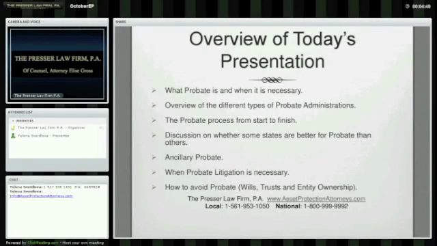A little overview of today's presentation. We're going to talk about what probate is and when it's necessary, an overview of the different types of probate administrations, the probate process start to finish. We'll discuss whether some states are better for probate than others, ancillary probate, when probate litigation is necessary, and how to avoid probate: wills, trusts, and entity ownership.